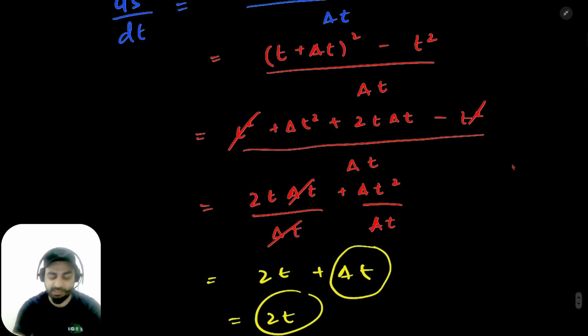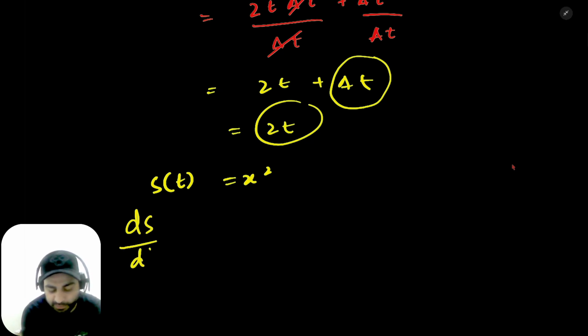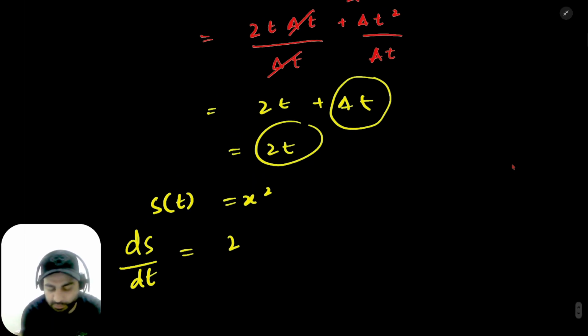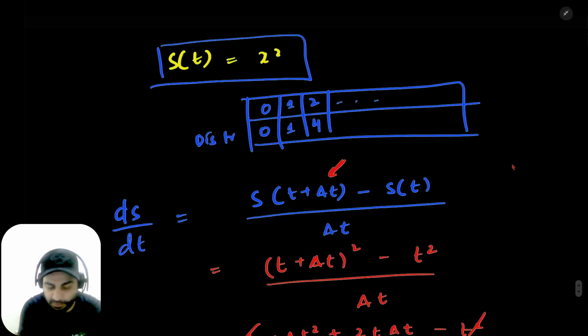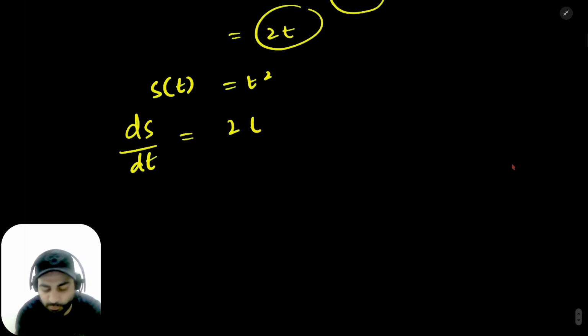So do you agree with this? If our distance s of t is represented by x square, so I am saying that this ds by dt is basically 2t. Basically it should not be x square, it should be t square, because that's s of t. So s of x is x square, so s of t is t square. So here this should be t square. Do you agree that this is 2t?